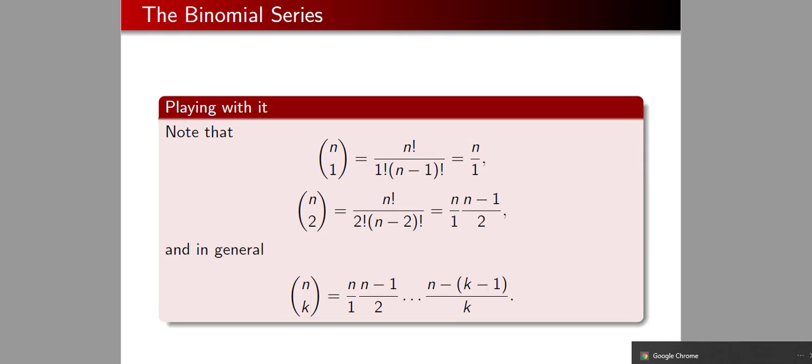And if you go in general, okay, you have a pattern here. And what is the pattern? That n choose k is equal to n over 1, n minus 1 over 2, etc., till the bottom is built up to k. And so you reduce the numerator by 1 every time you build up the denominator by 1. And so it's this extended product with k factors in it.